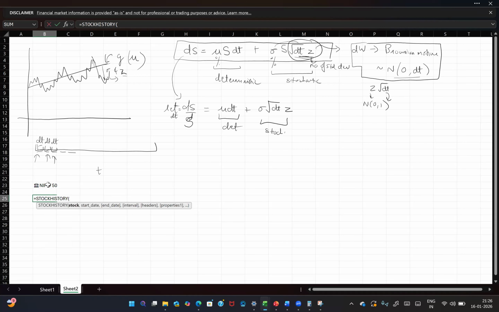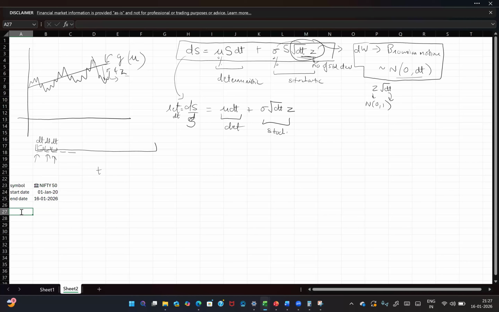which you need to feed in certain arguments. The first argument is the stock ticker. The second is the start date, third is the end date. Then comes interval, which means do you want daily, weekly, or monthly, and then headers: do you want headers or not? And properties, like do you require date, closing price, high, low, and so on. So clearly start date and end date are also required. The first thing required is the symbol, then we will write the start date and then the end date. Say the start date is 1st Jan 2020 and the end date is today.